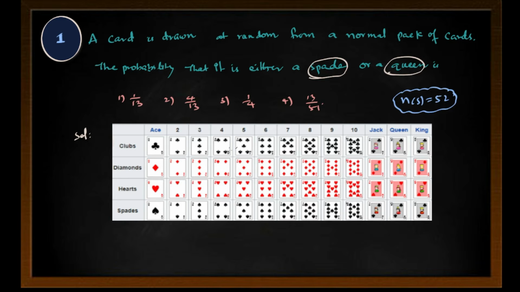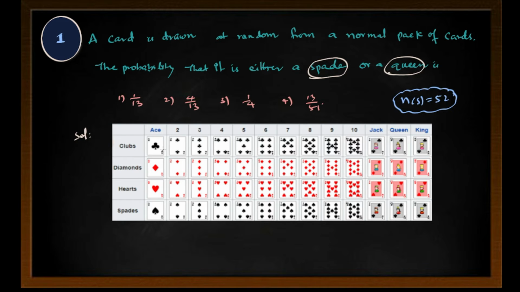Out of these 52 there are 4 types of cards. Basically the 52 cards are divided into 2 categories according to color, red and black: 26 red and 26 black. Again, red cards are divided into 2 categories, 13 diamonds and 13 hearts. Similarly, the black cards are divided into 13 clubs and 13 spades. Each suit of 13 is further divided with different names: A, 2, 3, 4, 5, 6, 7, 8, 9, 10, Jack, Queen and King.